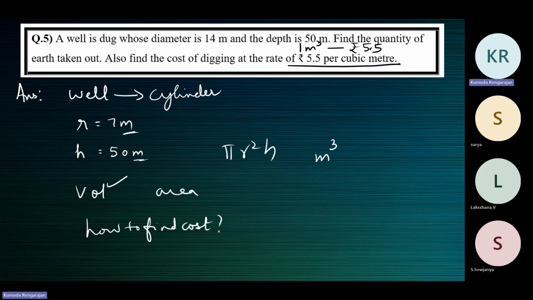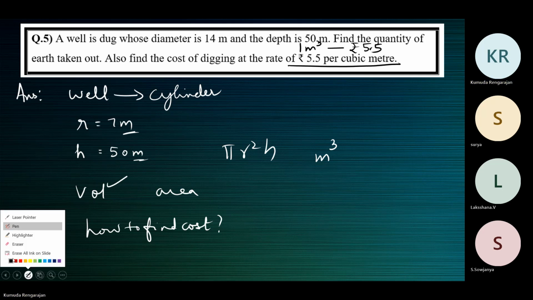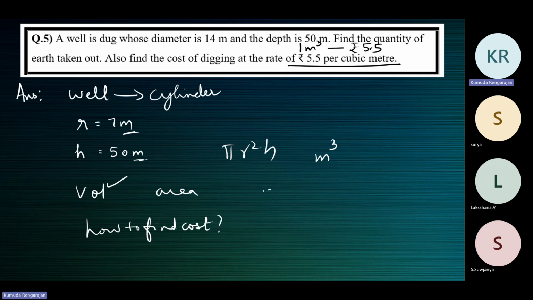So you have found the volume of the well. Let's assume it is some 50 meter cube. We'll just assume. So for digging 1 meter cube, the rate is 5 rupees 50 paise. So for 50 meter cube, it will be 50 into 5.5.